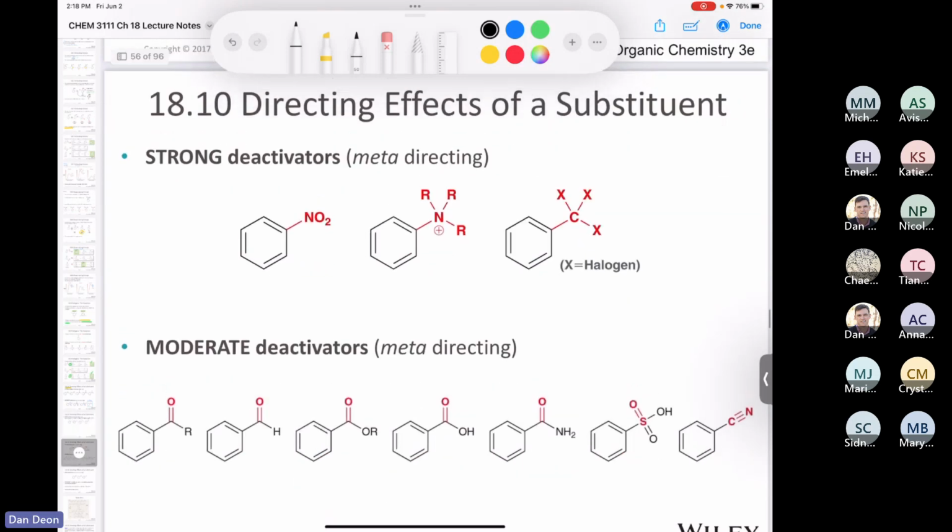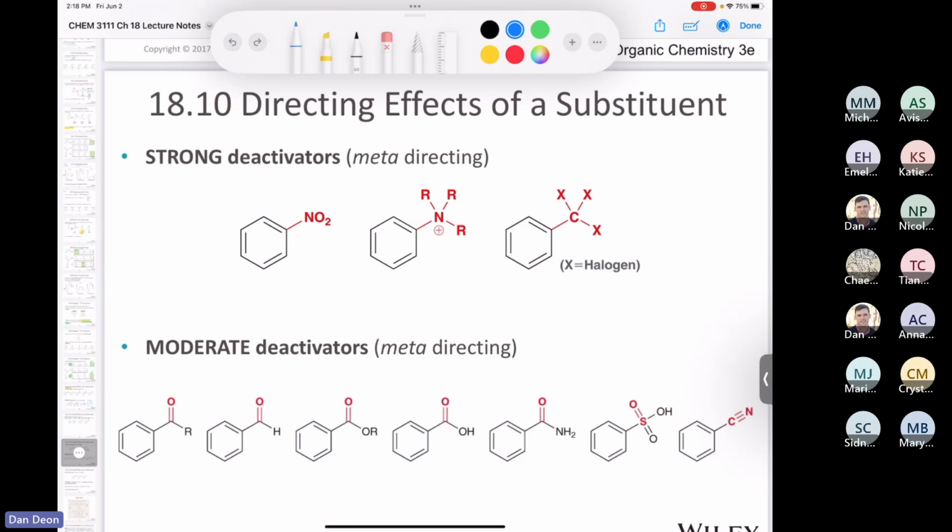And we saw a really strong deactivator before, right? A nitro group. That is a really powerful deactivator. It pulls electron density away from a ring like crazy. Also, if you have some kind of aniline derivative, so you have 3 alkyl groups on your nitrogen, which gives it a positive charge, well, of course, that's going to pull electron density to try to stabilize that positive charge. And so that would be deactivating.